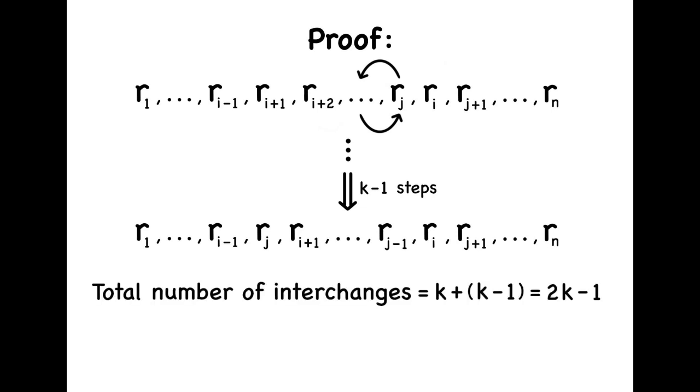The total number of adjacent row interchanges is 2k minus 1. Since 2k minus 1 is an odd number, the image of A' is the negative of the image of A. One point I would like to emphasize is that any other sequence of adjacent row interchanges to obtain A' from A will always result in a total number of interchanges being odd.